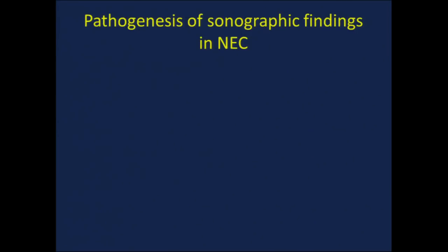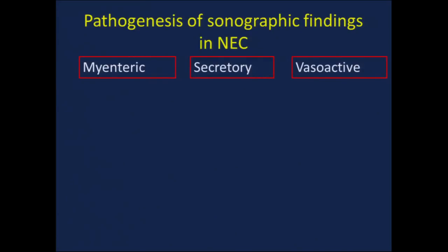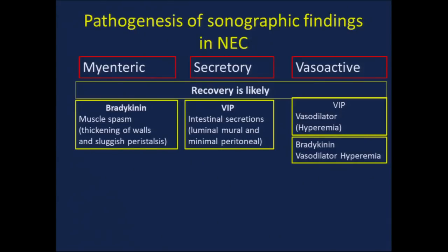So, pathogenesis of sonographic findings. We described the three main categories: the first related to bowel wall, the second related to fluid, the third related to blood flow. So we are trying to explain the pathogenesis of them: the main factor related to muscles, secretory related to fluids, and vasoactive. And you know that with the development of NEC, either immunogenic or vasogenic, you have release of vasoactive secretions. One of them is bradykinin. Bradykinin is causing significant muscle spasm, which affects peristalsis, causing thickening of the wall and sluggish peristalsis. Is it helpful? It is helpful, because that's helping in the process of regeneration, approximating the healthy parts together, helping the healing of the intestine and preventing peristalsis during the stage of NEC.